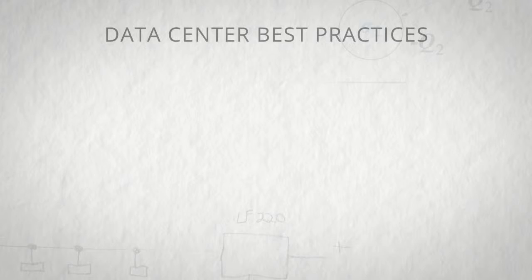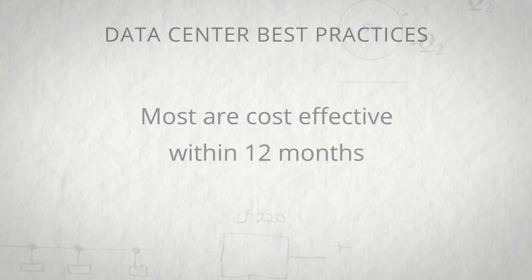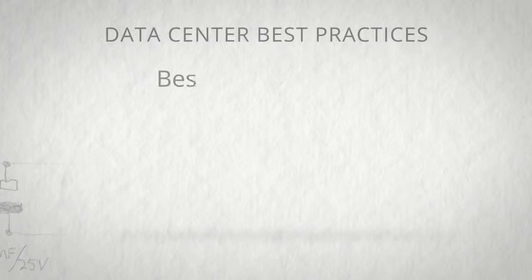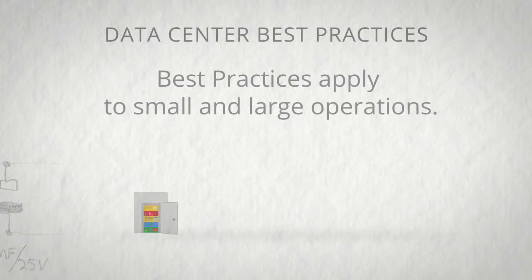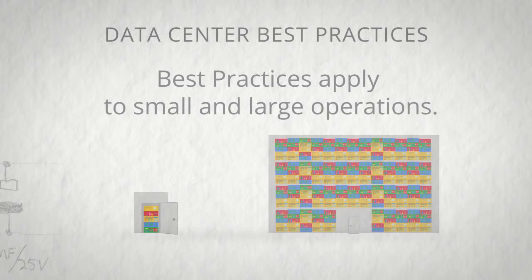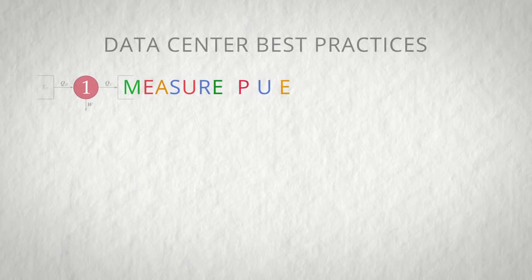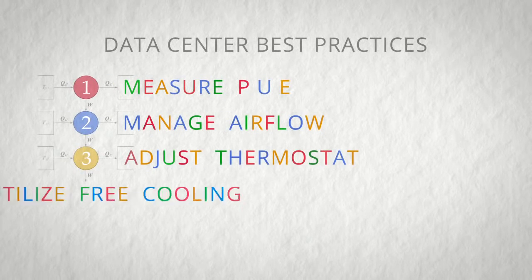There really are very simple, effective approaches that all of us can implement to reduce the data center energy use. And most of them are cost effective within 12 months of operation. So a lot of efficiency best practices should be adopted by just about everyone. They're applicable to small data centers or large data centers. It's simply following the 5 steps that we go through here to make sure that you're able to reduce your energy use.